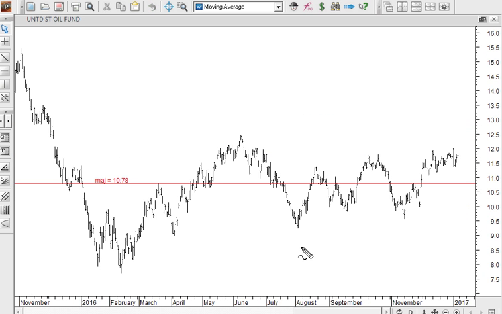No change in the major support here at 1078 on the oil fund ETF, USO. I thought actually that might have migrated a little higher up to here or something, but that hasn't quite happened yet. So this is still our major support, and as long as USO holds above that level, it's in a strong price location longer term.